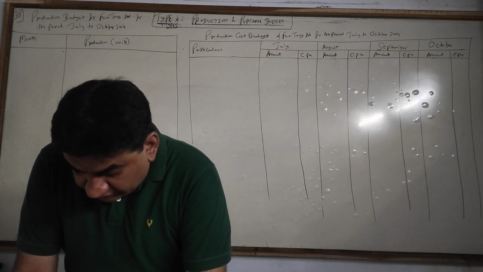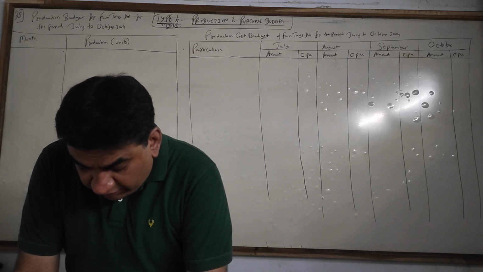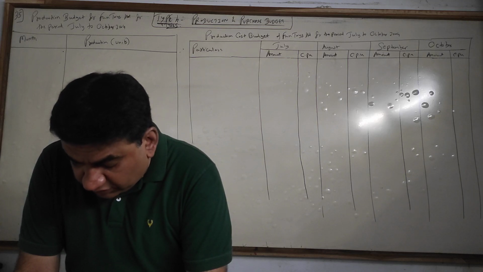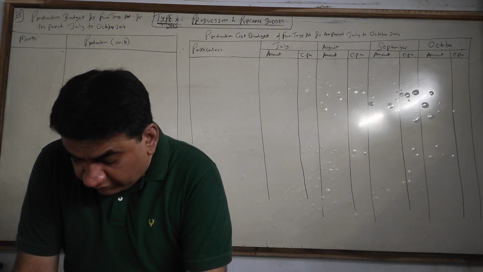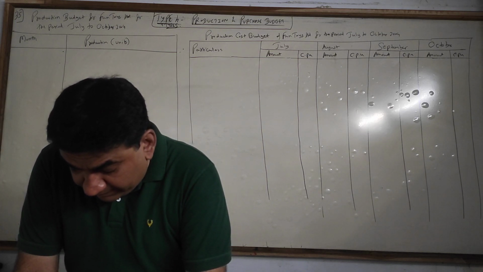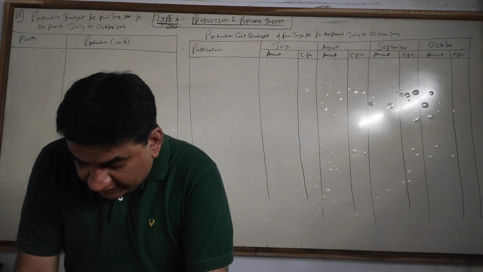It is the practice of the company to manufacture an output in a month which is equivalent to 1.2 times of the following month's sale. Underline this, 1.2 times of the following month's sale. Prepare the production budget and production cost budget for July to October.